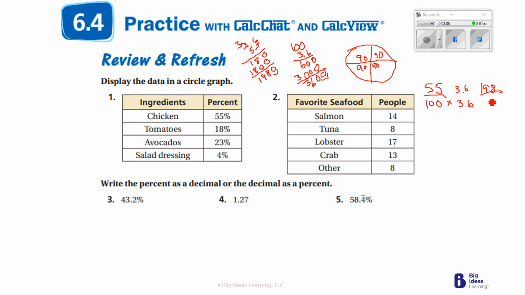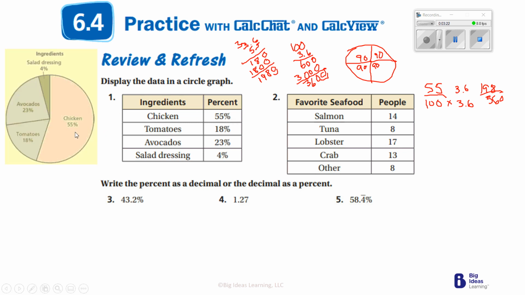Now that I know that's 198 degrees, that 55% is going to be over 180 degrees. So when we do this, the chicken percent is going to be over 50%. As you can see, the chicken is over 50%. It takes up more than half of it.